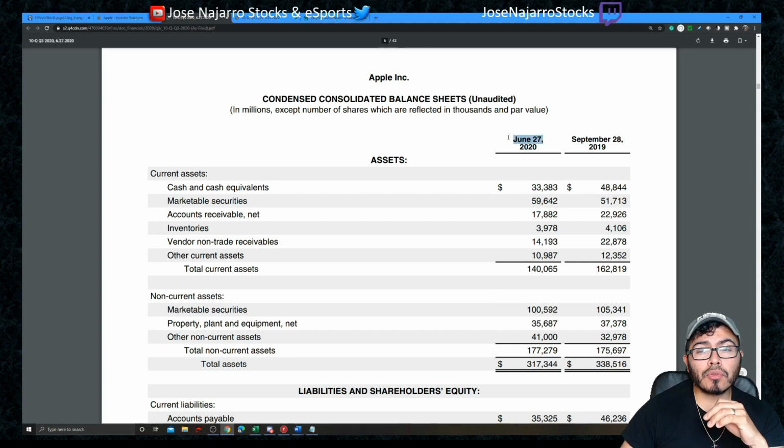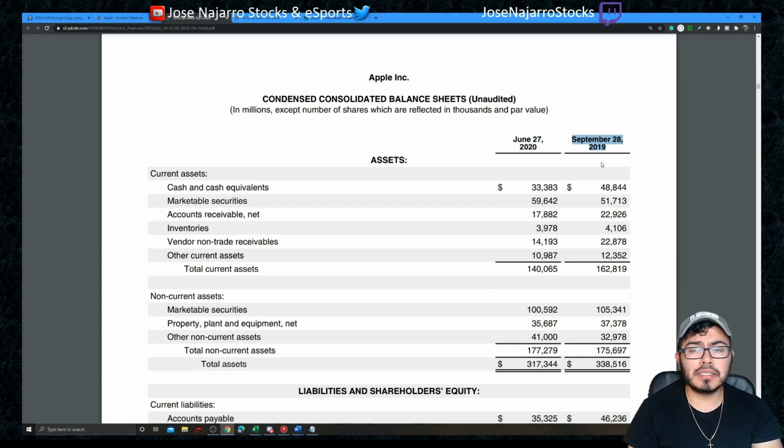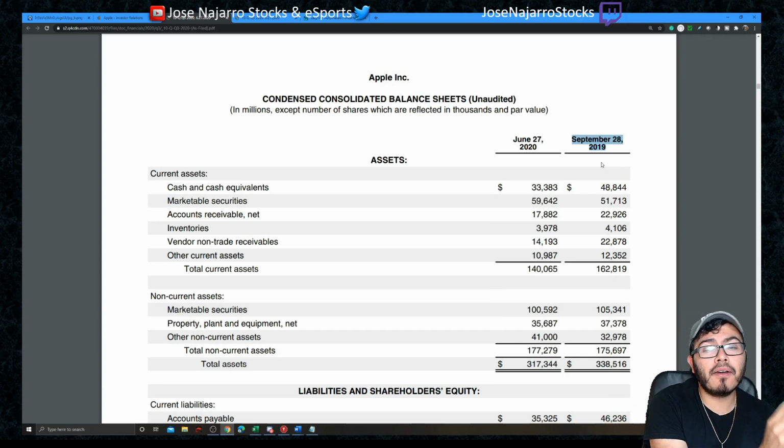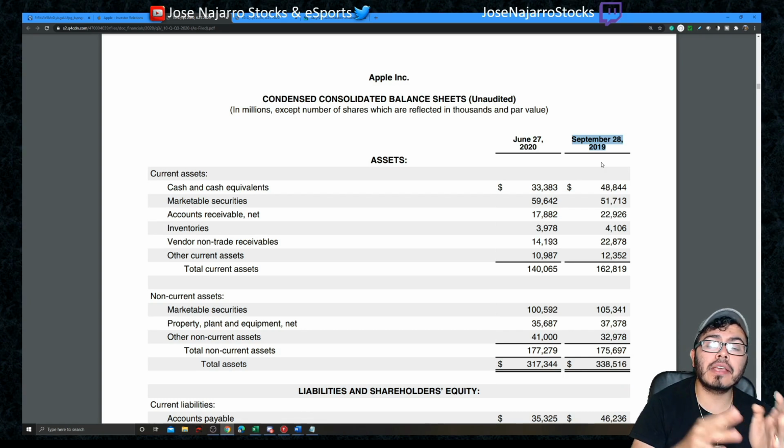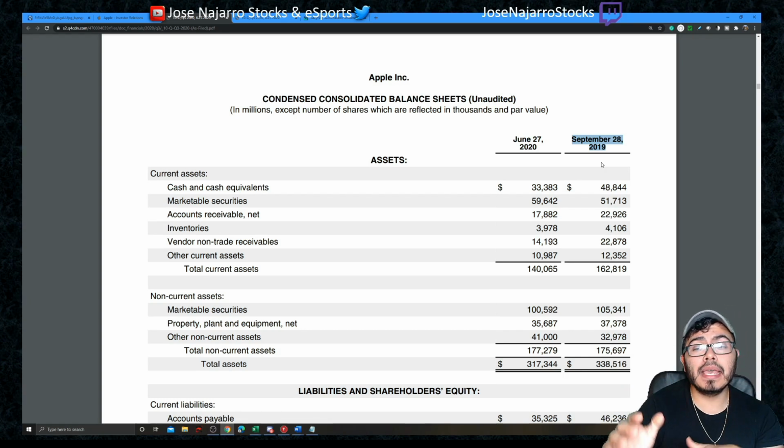So right now we were in quarter 3 of 2020, right? And that ended on June 27th. September 28th is the end of the fiscal year. September is the end of the fiscal year for Apple. So here we can say this is September 28th, 2019. So it was the end of their fiscal year of 2019, or you can say it was the first day of their 2020 fiscal year. So that's how they normally compare balance sheets. They take a look at how it was at the beginning, on the first day that they started the year.